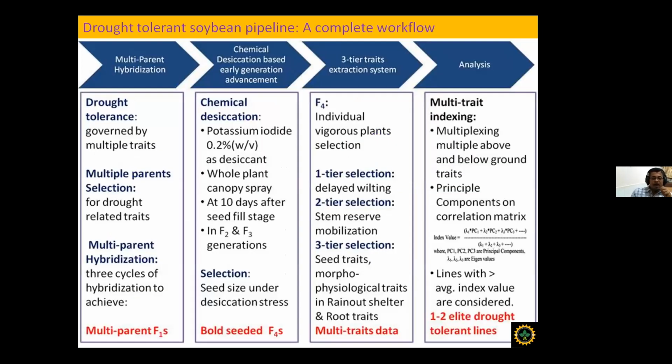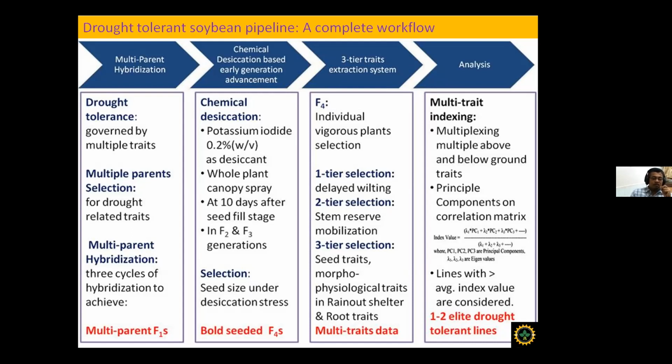So this way, I would like to begin my talk here with a drought-tolerant soybean pipeline, which is a complete workflow starting from multi-parent hybridization, through analyzing multiple drought-related traits, into multi-trait indexing to identify elite lines.